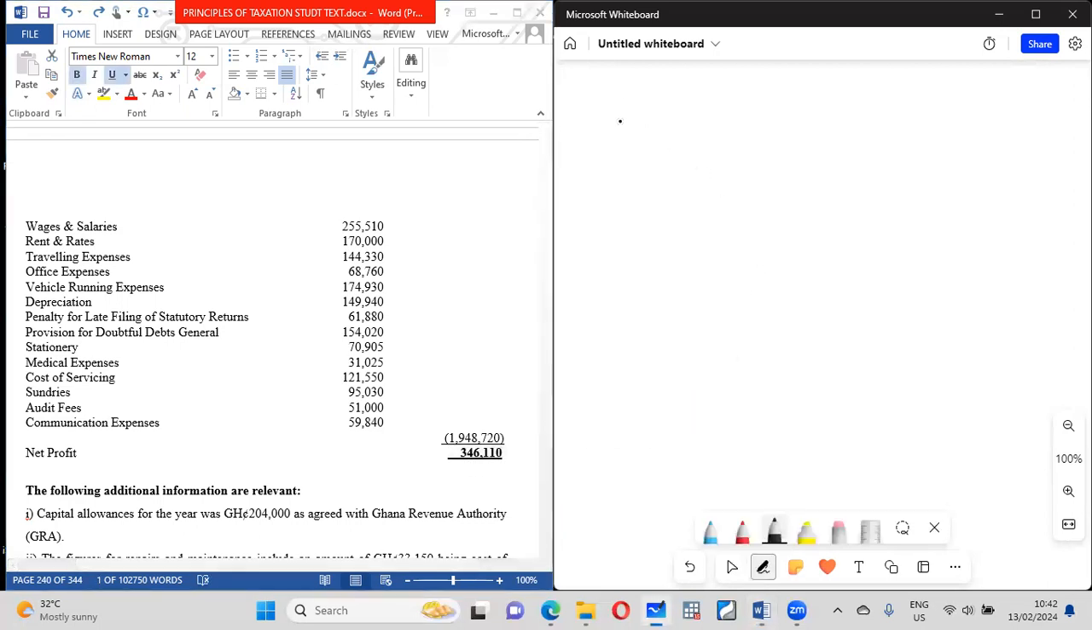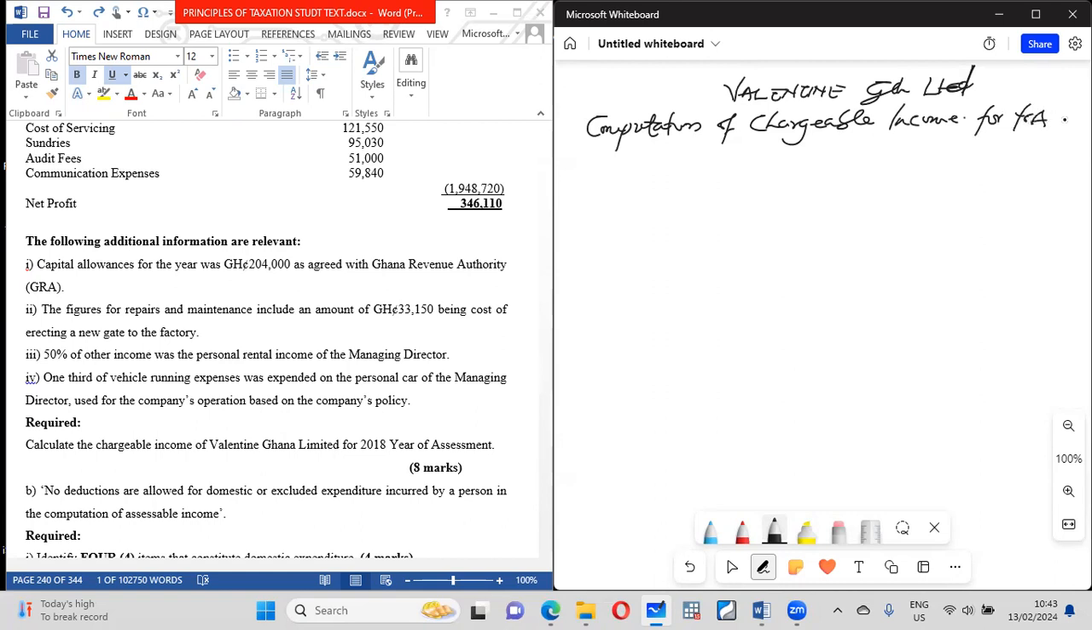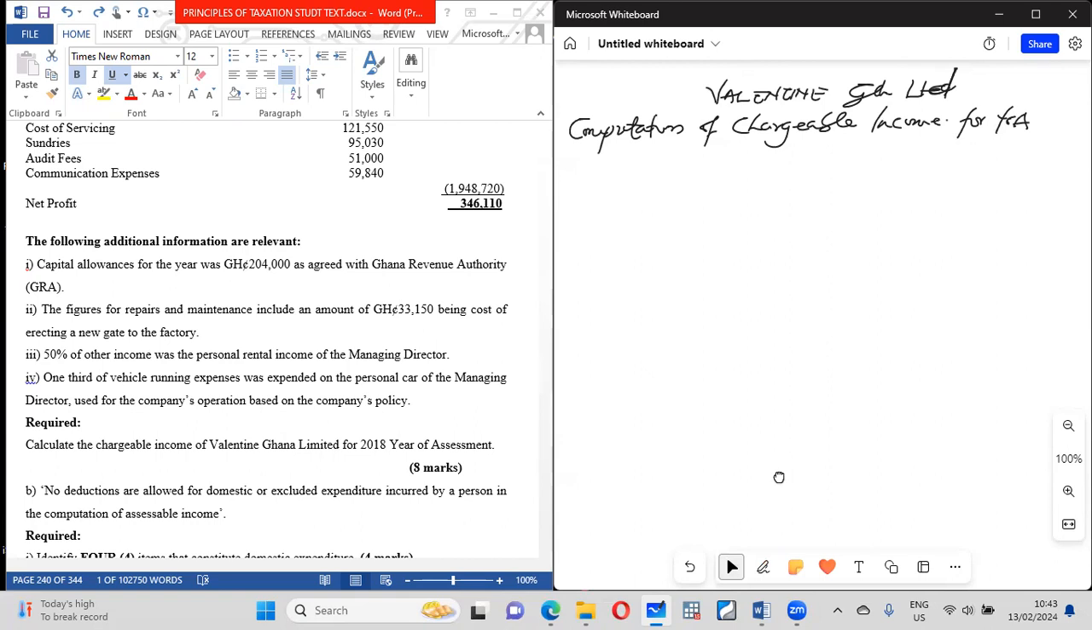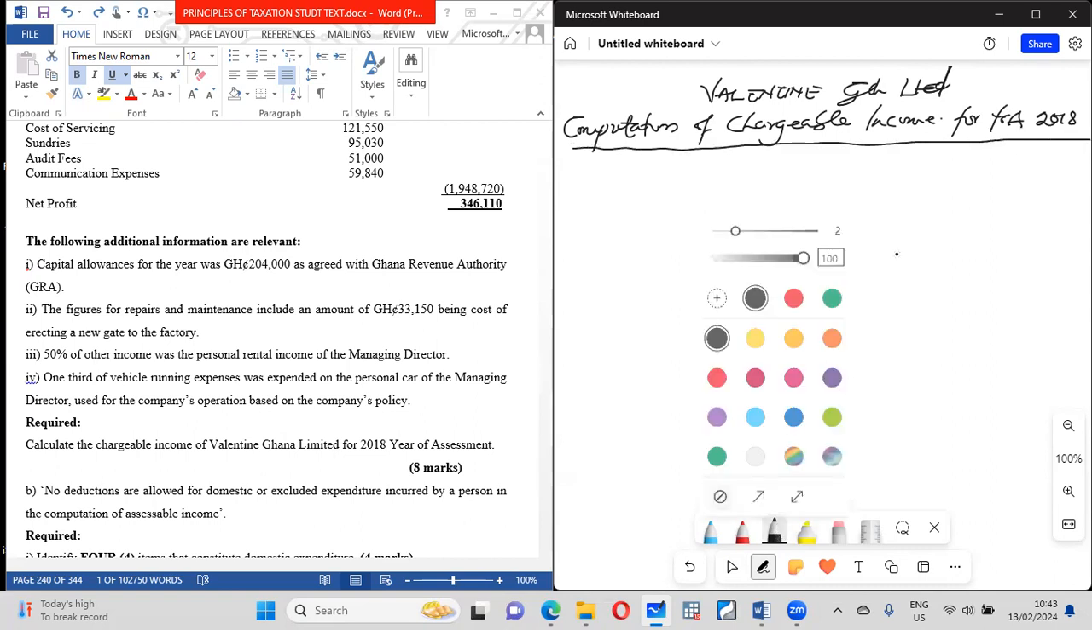So whose company are we preparing this for? Valentine Ghana Limited. And what are we supposed to do? Let's read the requirements of the question, which will instruct us what to do. Calculate the chargeable income. So you write computation of chargeable income for year of assessment 2018. We put that there and underline it nicely. We are not given the basis period of the company.